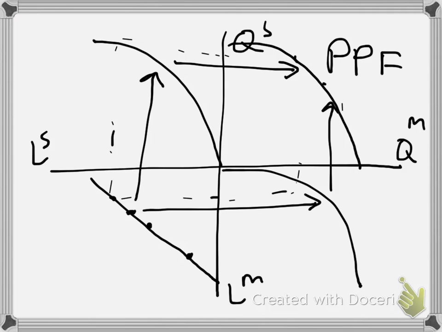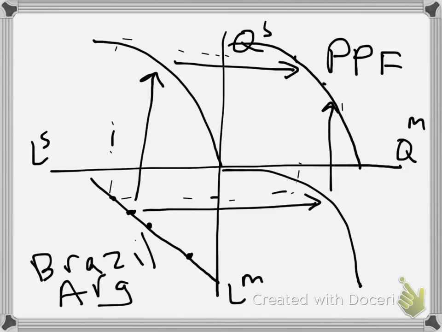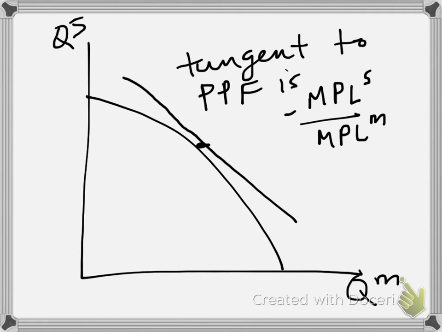We could do that for each country, for Brazil, and then separately for Argentina. And because they have different relative abundances of pampa and llano, remember that the llano land is specific to soy production, and the pampa land is specific to meat production. Because the two countries have different amounts of pampa and llano land, they will have different production possibility frontiers.